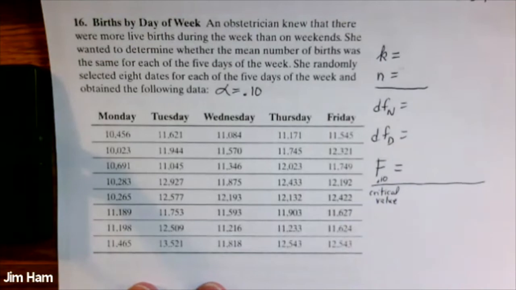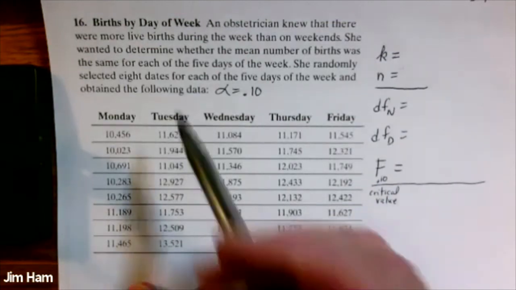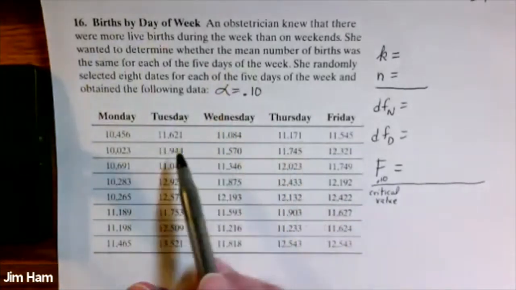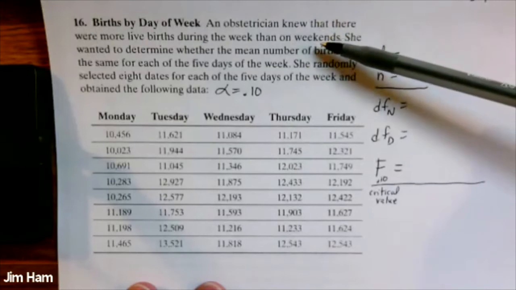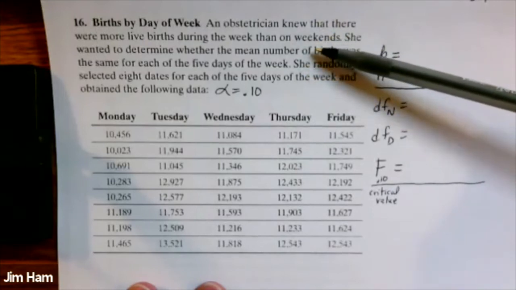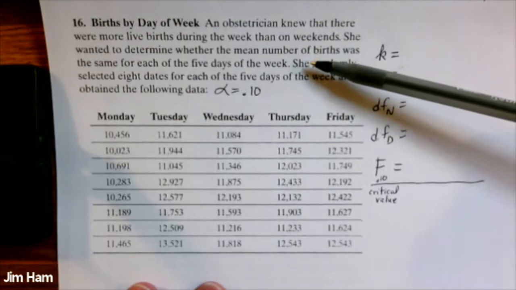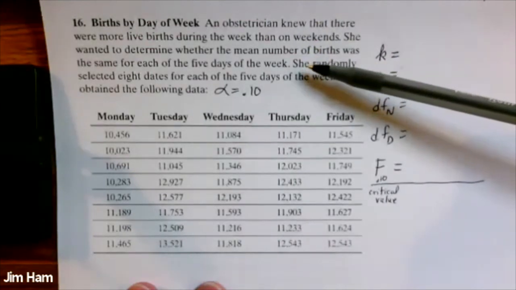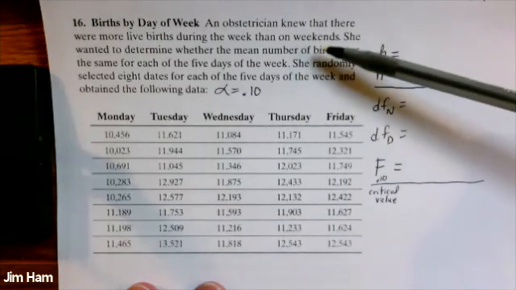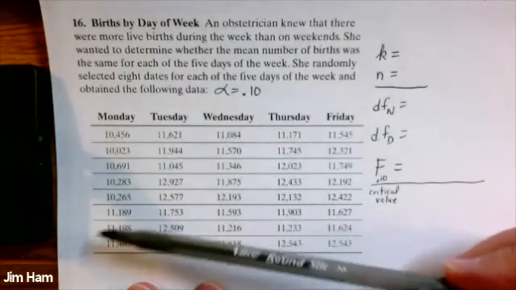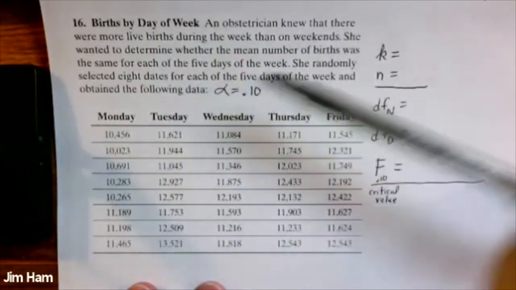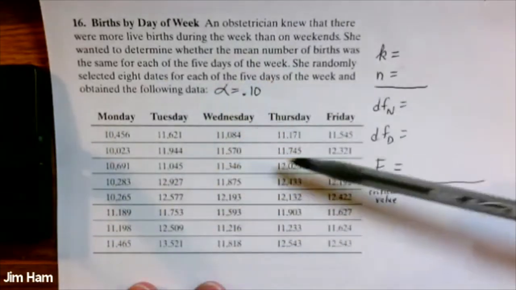All right, let's start with K. Go ahead, in the chat, write the value of K. All right, so birth by day of the week. We have the weekdays, and an obstetrician knew that there were more live births during the week than on weekends. Interesting. She wanted to determine whether the mean number of births was the same for each of the 5 days of the week. Okay, so she randomly selected 8 dates, 1, 2, 3, 4, 5, 6, 7, 8, for each of the 5 days of the week and obtained the following data.